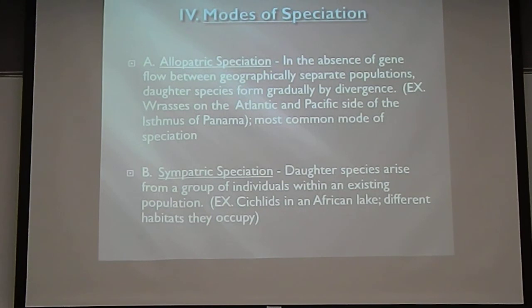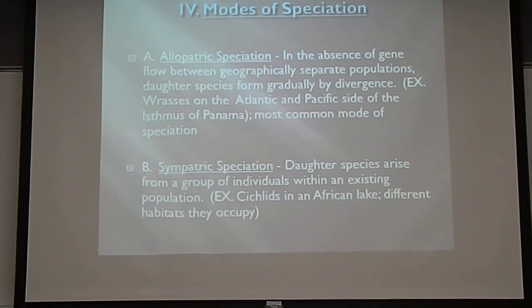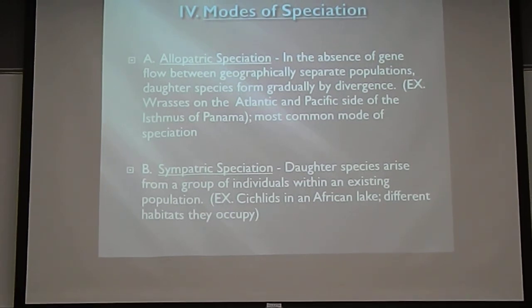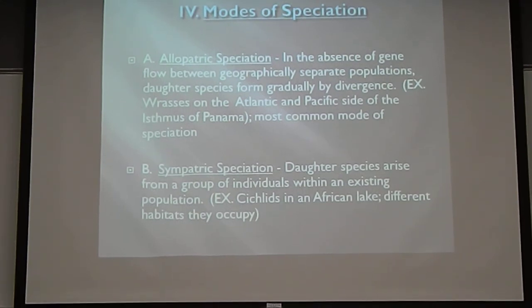As a result, the wrasses on the Atlantic side and the wrasses on the Pacific side could not interact. So since they could not interact, genetic divergence occurred in both gene pools over long periods of time, and now they're reproductively isolated, even though if you look at them, they're very, very similar.